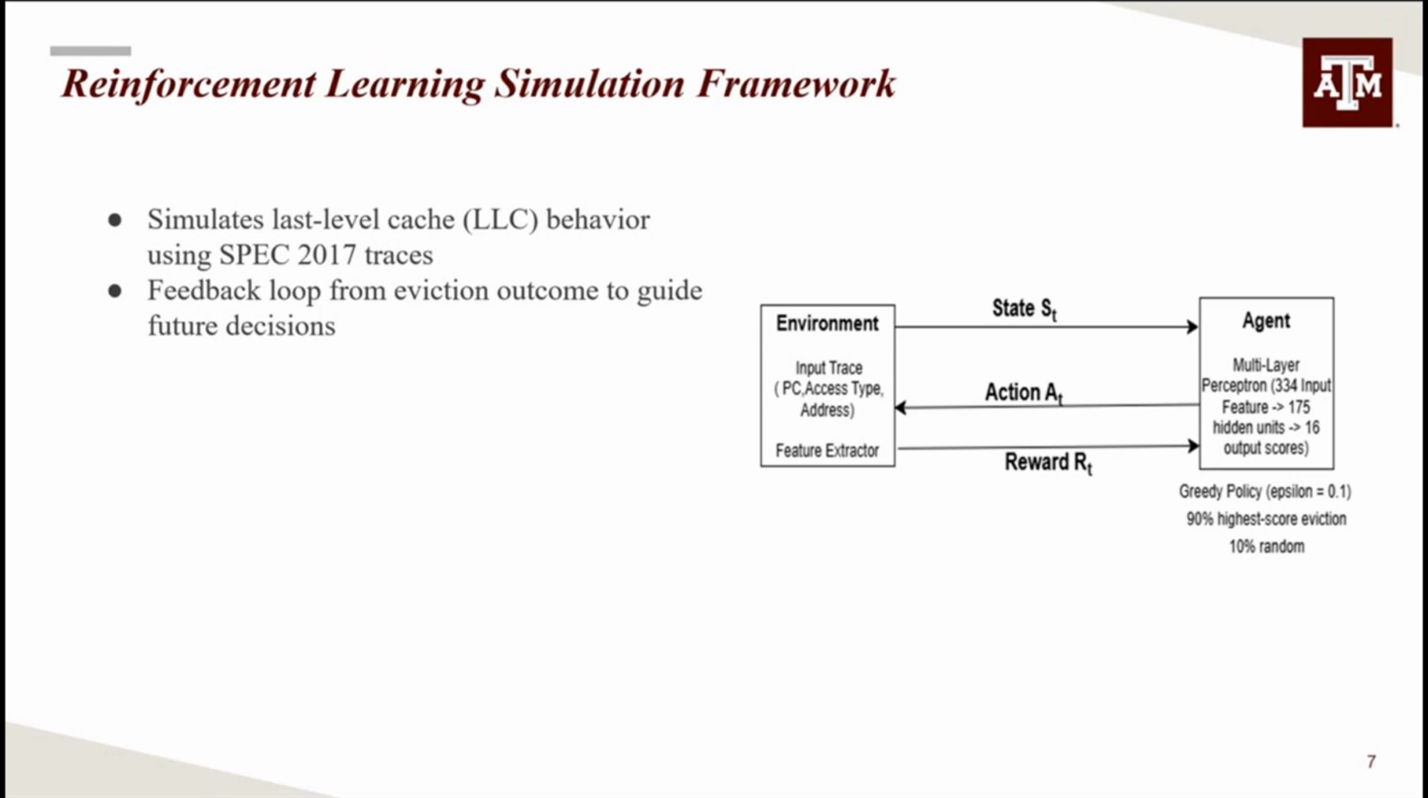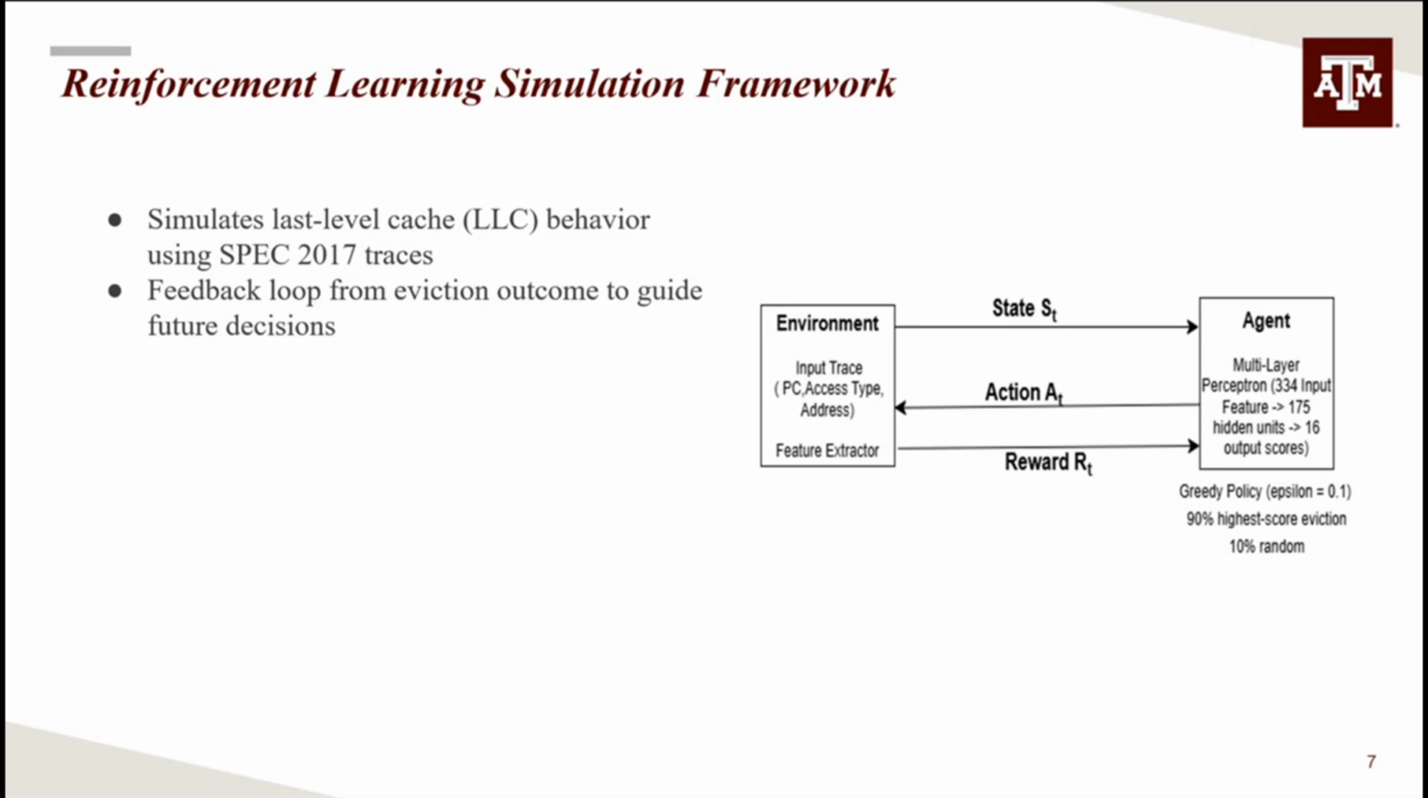This state is passed to the agent, which is implemented as a multi-layer perceptron. It has 334 input features, one hidden layer with 175 neurons using a tanh activation, and 16 output neurons, each corresponding to a potential eviction candidate in a 16-way set associative cache. The agent chooses an action using an epsilon-greedy policy with epsilon set to 0.1. 90% of the time the agent picks the action with the highest predicted Q value, and 10% of the time it chooses randomly. This encourages exploration of alternative actions while mostly exploiting the current policy.